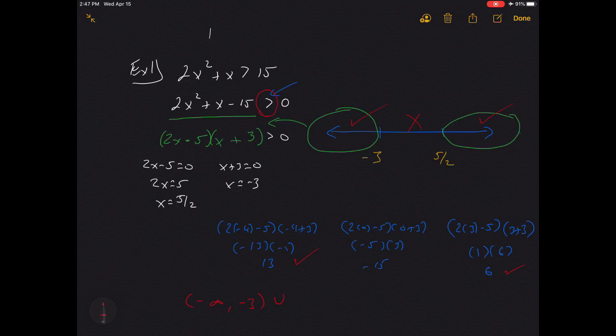And then I also have the section where x is greater than 5/2 because it's that other green circled section. So I've got to start at 5/2. Once again, I cannot include the 5/2 because there was no equal to symbol, but it can go all the way up to positive infinity, and this is the solution.